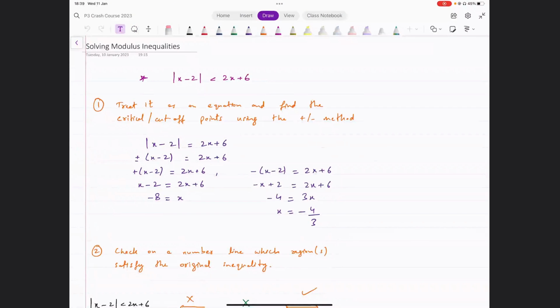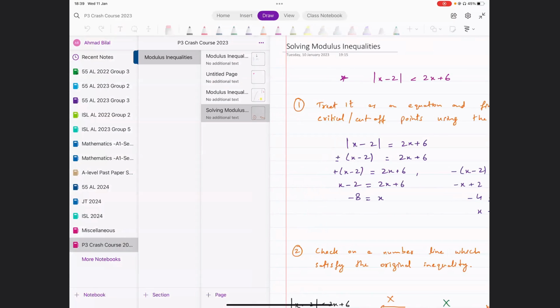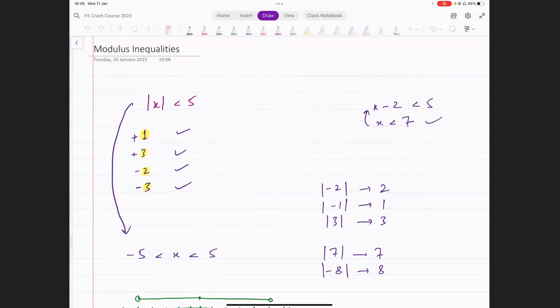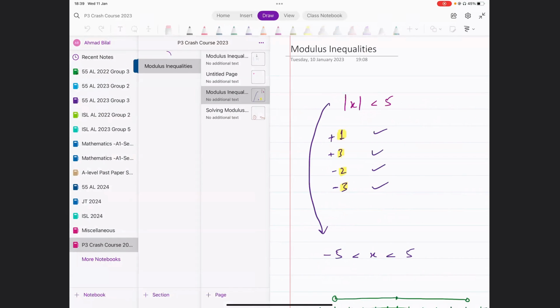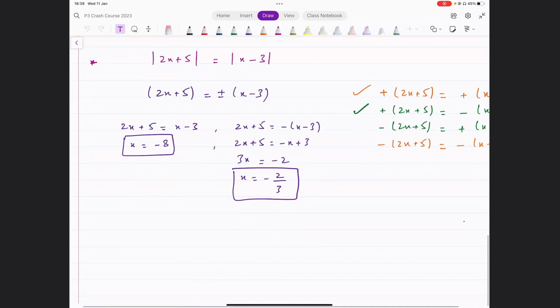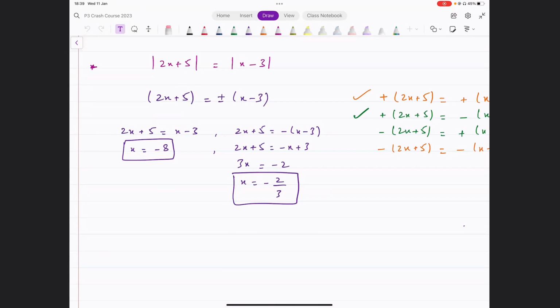We started modulus inequalities yesterday. We were done with the process, the method for solving equations that involve the modulus function. Equations को हम कैसे solve करते थे? Equations के लिए हमने क्या कहा था कि modulus remove करके बस एक side पे plus minus लगा देना और उसको solve कर लेना. ठीक है?